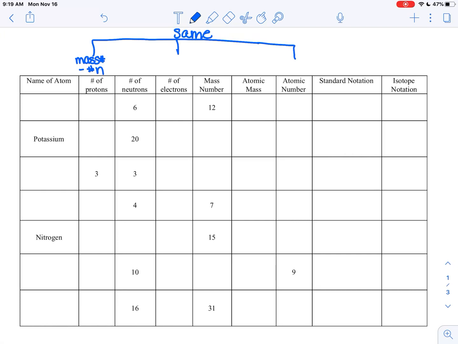You can also find the number of neutrons using the same little formula. So if we have the mass number and we subtract the number of protons, we get the number of neutrons. Electrons you will find as soon as you find protons because they are the same. Mass number is protons plus neutrons. Atomic mass is the decimal number on the periodic table. Atomic number is the whole number.